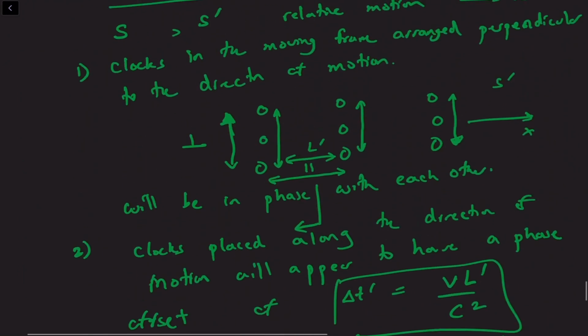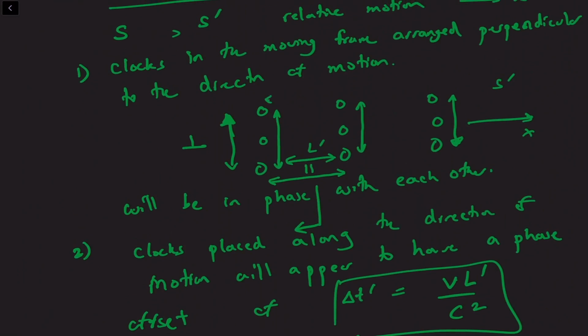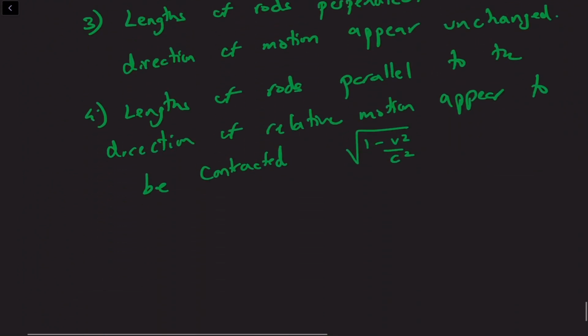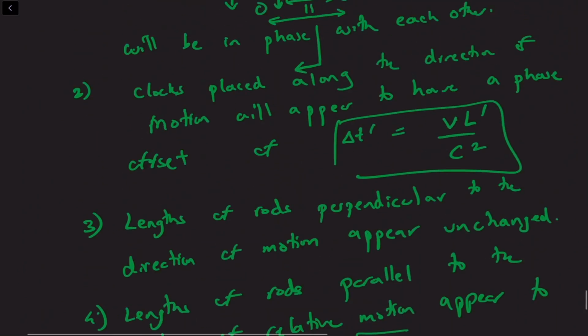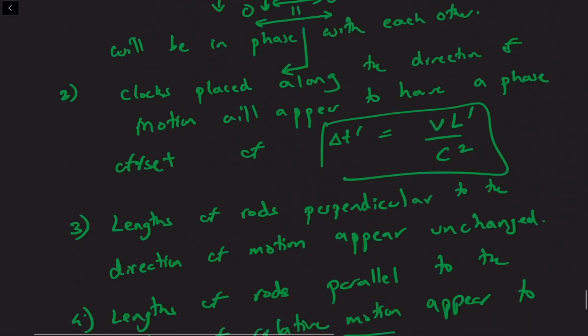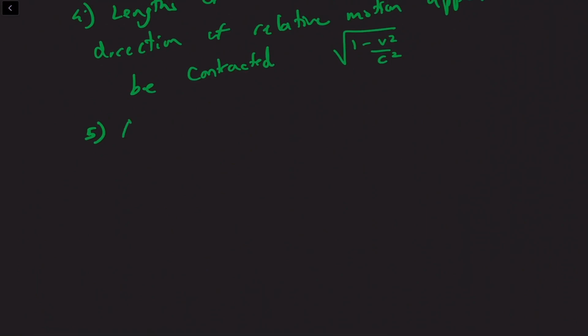So that is, if the separation between these clocks is L prime in the rest frame of the clocks, that is in the frame S prime, and these clocks are moving to the right, to the ground observer it would appear that the separation between these clocks is L prime times the square root of 1 minus v square by c square. And finally, we saw that all these clocks are moving to the right, and all these moving clocks tick at the same rate.